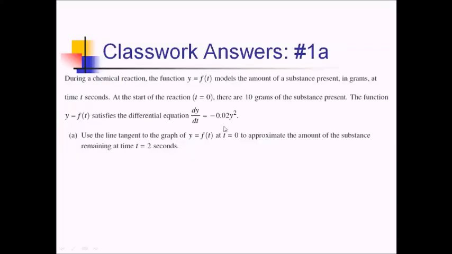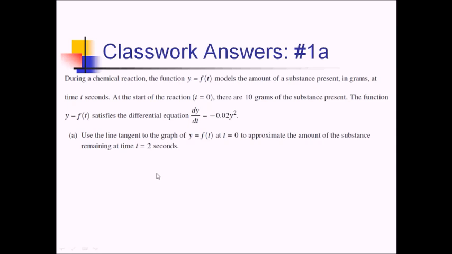For this problem, we're given some chemical reaction with a function that models the amount of substance present in grams at time t, and they're telling us when the reaction starts we have 10 grams present. Here's a differential equation that goes with this. For this part of the problem, they want us to use the line tangent to our graph of f at time 0 to approximate the substance present at time 2. So we're essentially looking for f of 2 when all is said and done.